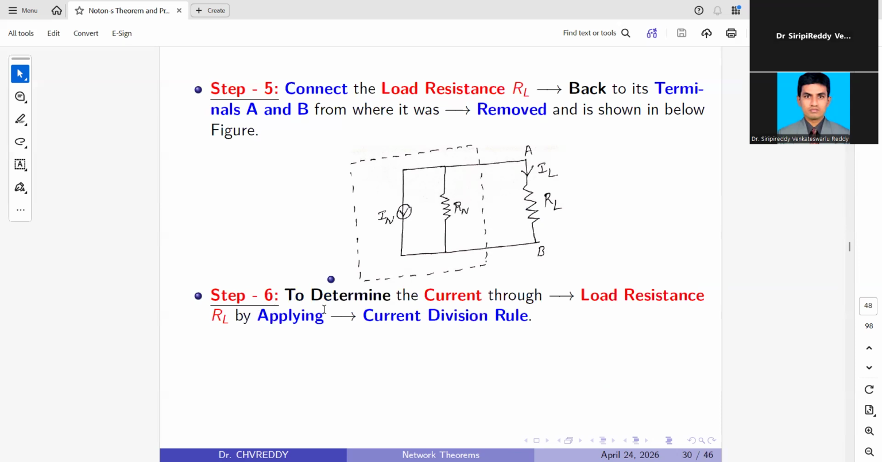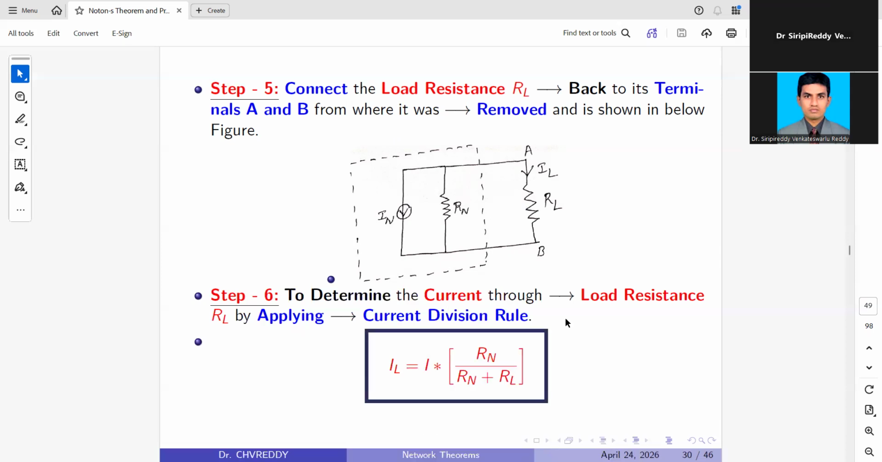In step 6, to determine how much current is passing through the load resistance, again the current division rule applies here. By applying the current division rule, IL equals the total current, here the Norton's current, into the opposite resistance Rn divided by Rn plus RL.